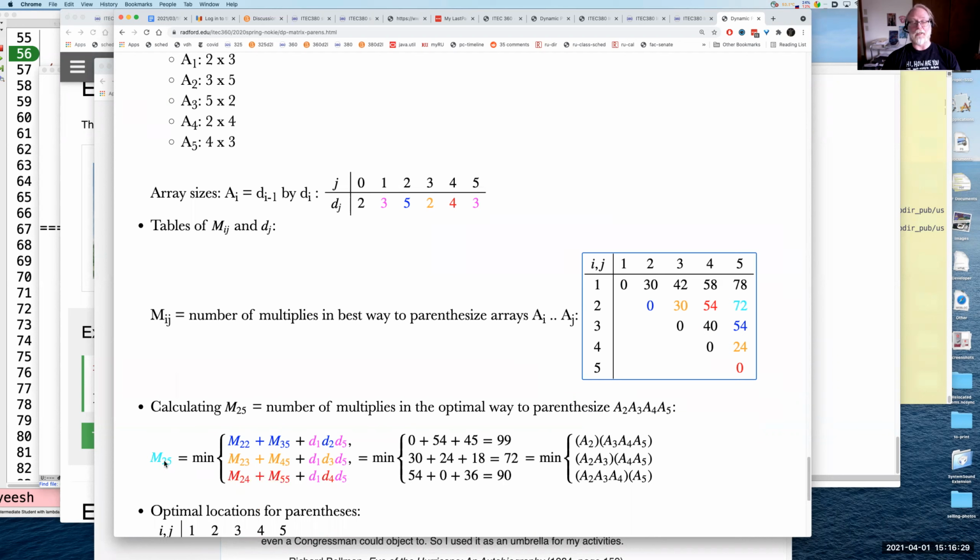Here he has how to calculate m of 2, 5. It's going to be the minimum of these 3 things here. This is a loop. We're going to loop over 3 other ways to do this, everything between 2 and 5. We can look at those.